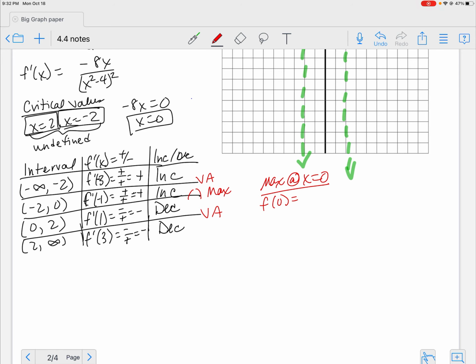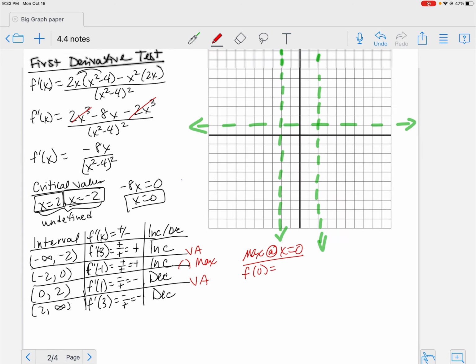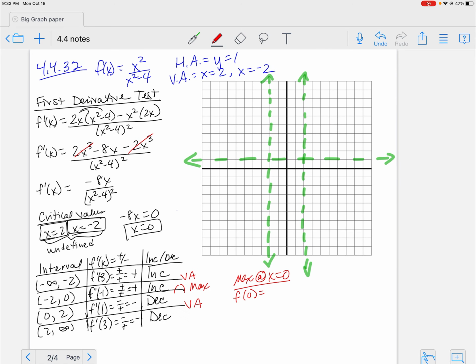F of 0. Let me squeeze this back so we can even see what the original function is. Gives me 0 squared over 0 squared minus 4. And that's 0. So I have a point here at 0, 0. And I know that's a max. So I like to just put a little hump right in there. So I know then that's maximum. Okay. Now, let's try a little second derivative test action.